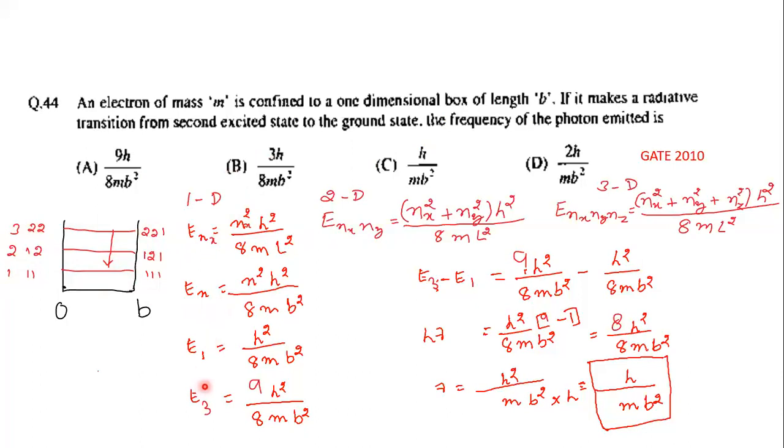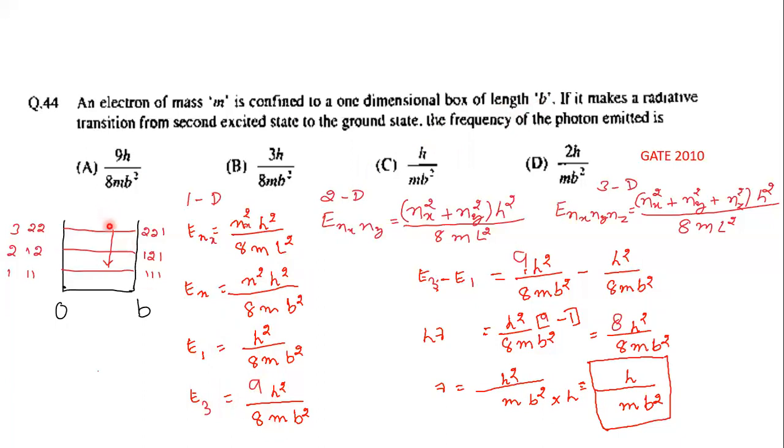Now we need to find E1 and E3, then take the difference between them, and then we will find the answer. For a 1D box, use this equation. E1 is the ground state. The energy it gives when you substitute the value of n is h square by 8 m b square, where b is the length of the box. Here L is made b. The second excited state is n is equal to 3. When you substitute 3 here, you will get 9 h square by 8 m b square.